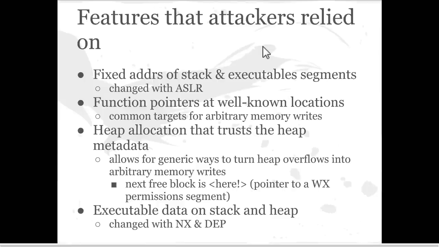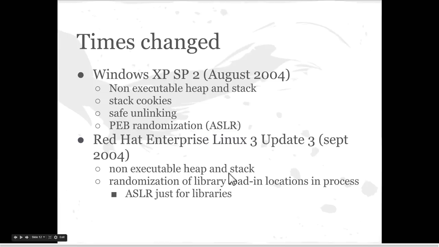Then also, early in time, the heap allocator would predictably allocate things on the heap. That became randomized to prevent against most basic heap attacks. And then also attackers relied on having execute permissions on both the stack and the heap. So this all changed. Roughly about 2004, the game got harder.